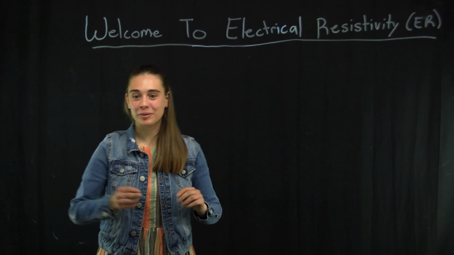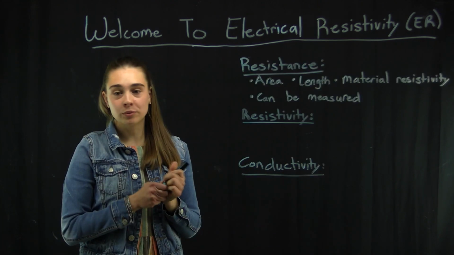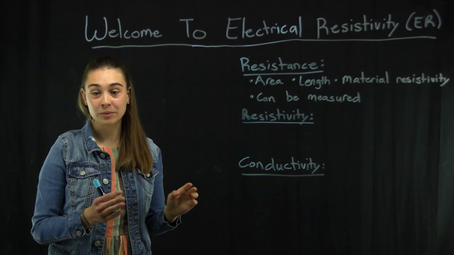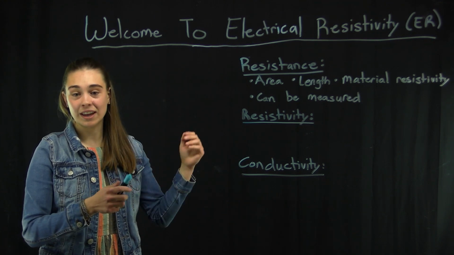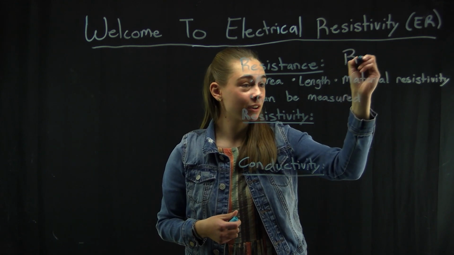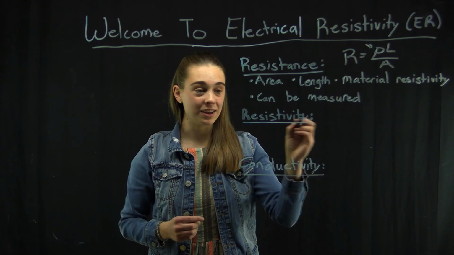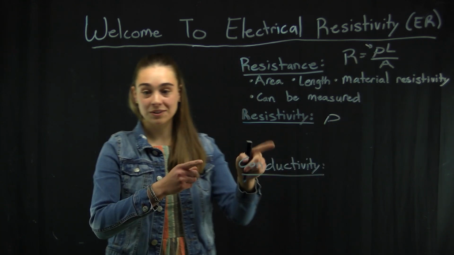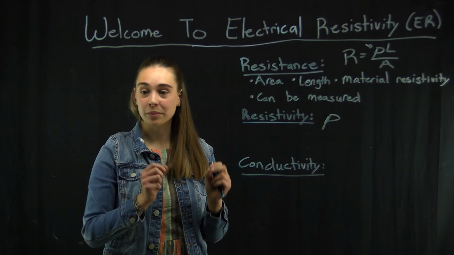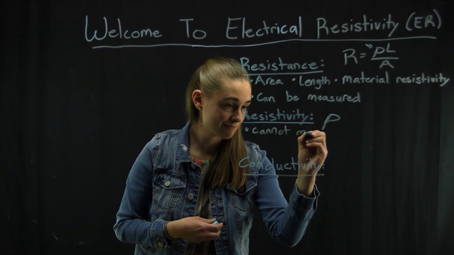Let's go over vocab before we start in on all the math. We have resistance, resistivity, and conductivity. Resistance is dependent on three main criteria, which is the area, the length, and the material resistivity. We represent the resistance in a simple equation, noting that rho here is actually the resistivity of the material. Now, do know that the resistance is what we are measuring, and we can measure it. Resistivity, we can't measure, but we can calculate.